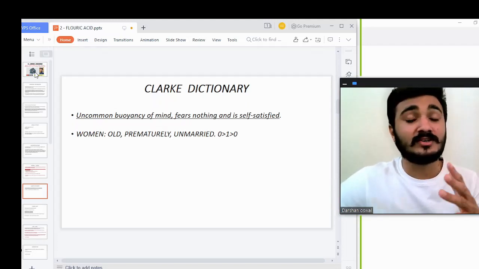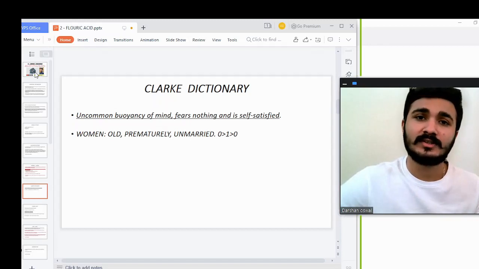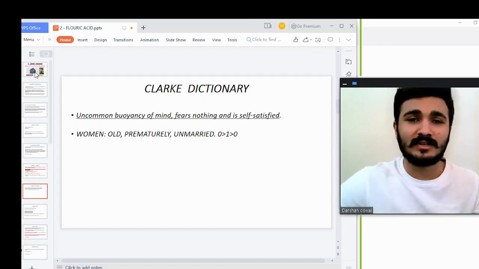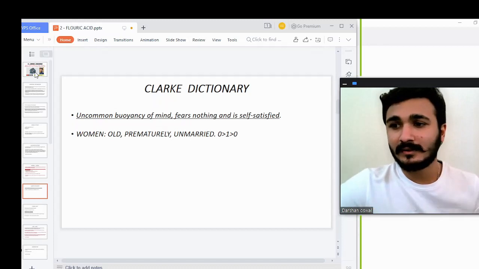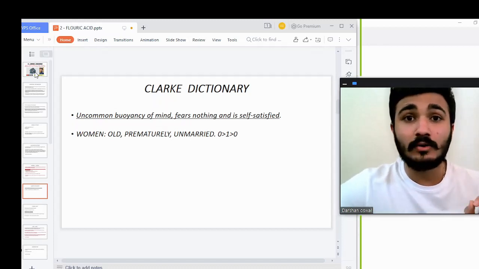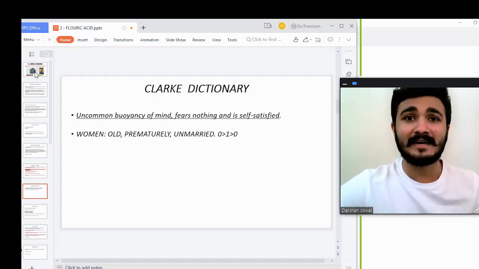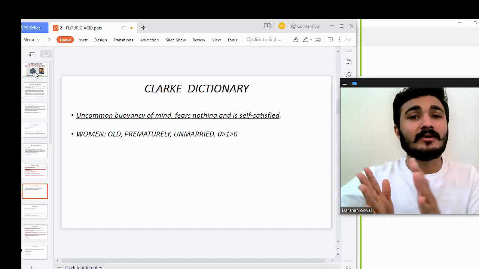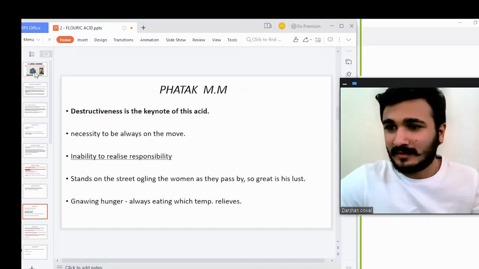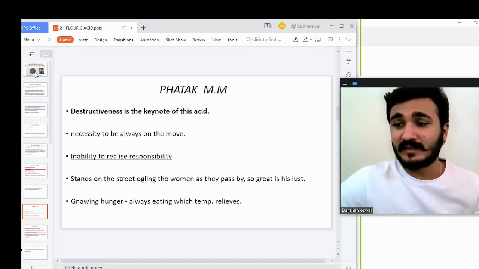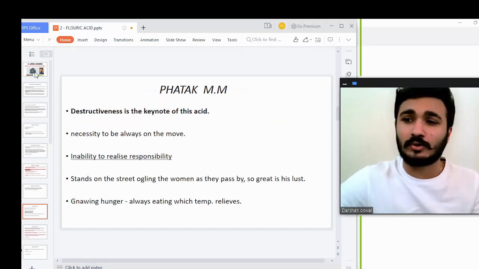You can see in the dreams also, they have dreams of earthquakes, but they don't fear. Even if they don't fear anything. And on one side, we can see dreams of earthquakes as destruction, the destructive ability. There is a rubric: women old prematurely, unmarried women. So young people looking old. This is one of the keynotes of this remedy. Fatak writes, destructiveness is the keynote.